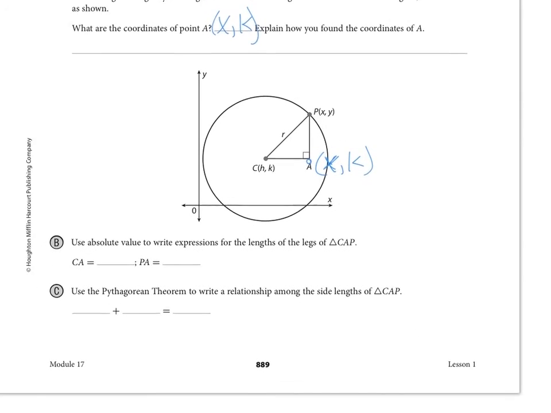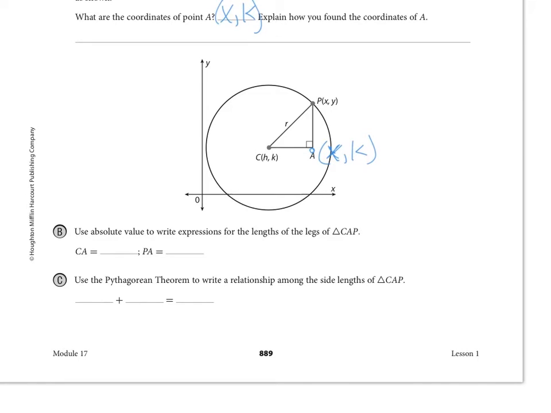In part B, it says use absolute value, which remember is an expression of distance, to write expressions for the lengths of the legs of triangle CAP. So if we want to figure out what the length of CA is, that's right here, that's going to be the distance between the x coordinates subtracted and then an absolute value. So the two x coordinates are my second x coordinate here and my first x coordinate, or x minus h, all in absolute value. In the same way, PA, which is our vertical segment, is going to be one of the y coordinates subtracted from the other. So y minus k, also in absolute value.